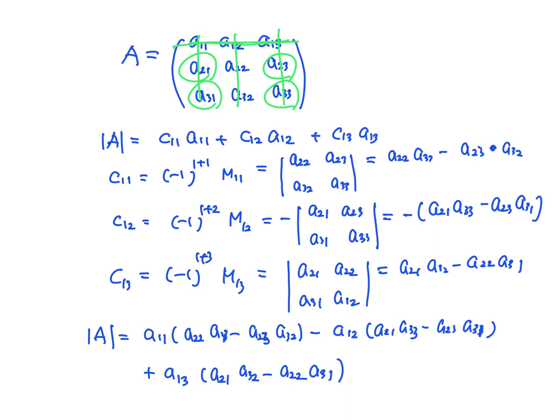And then actually it can be computed as epsilon ijk a1i a2j a3k.